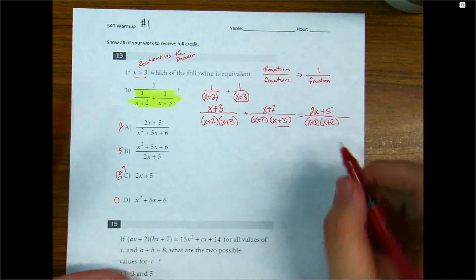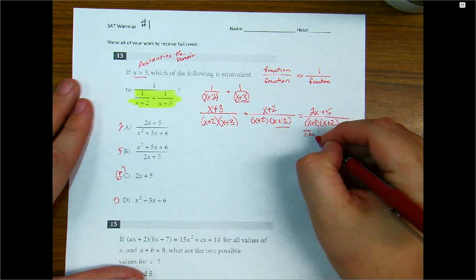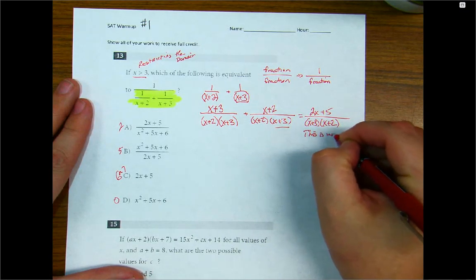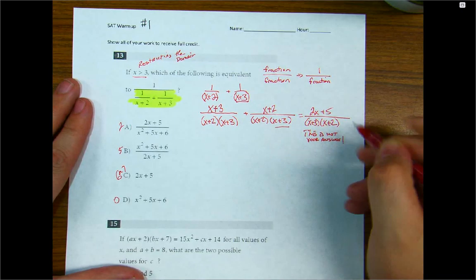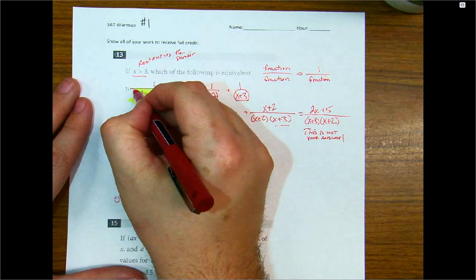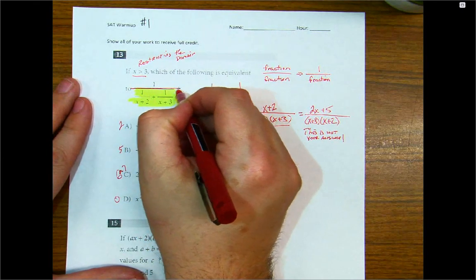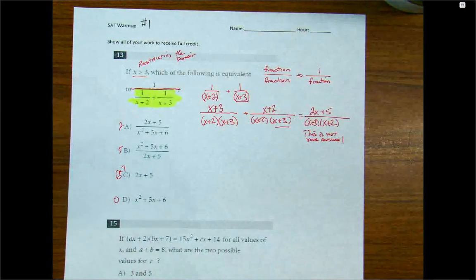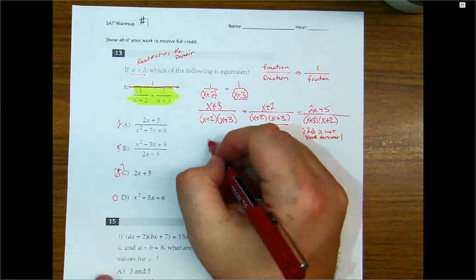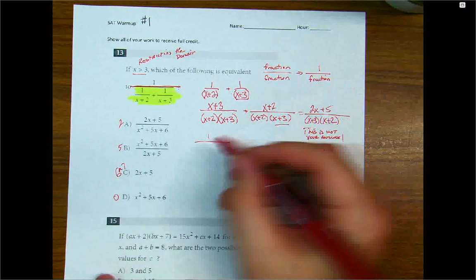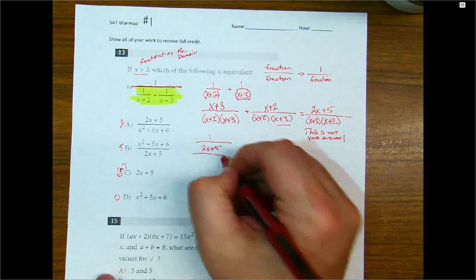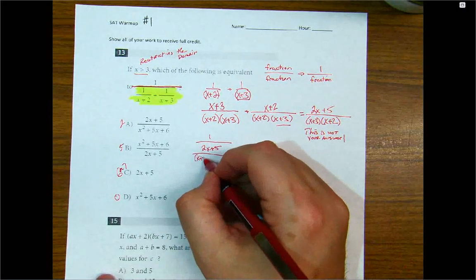Now, here's the thing. This is not your answer. Because the only thing we did was below the fraction line. So we actually have 1 divided by, or 1 over, 2x plus 5 divided by x plus 2, x plus 3.